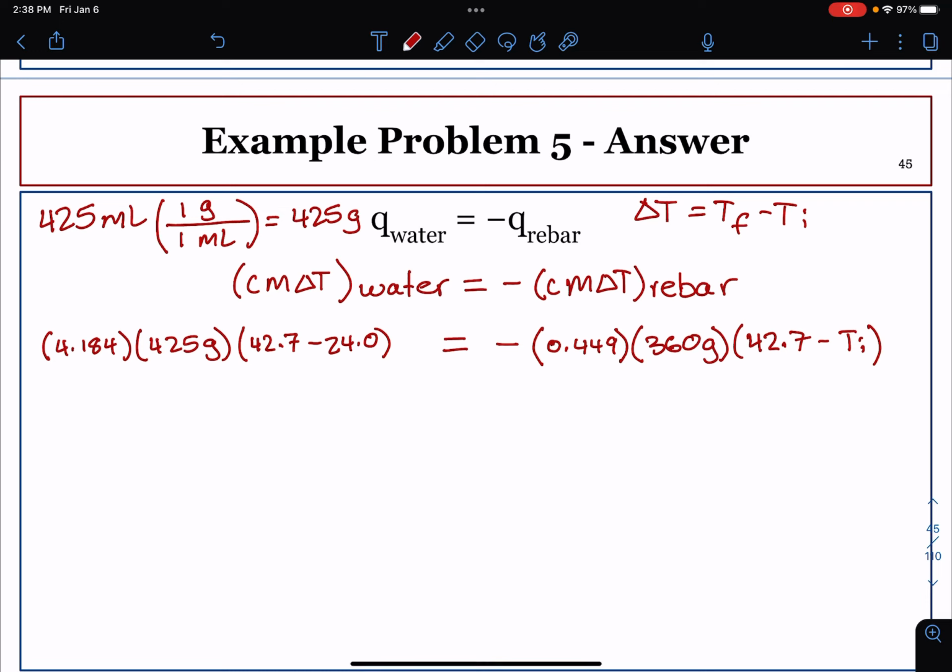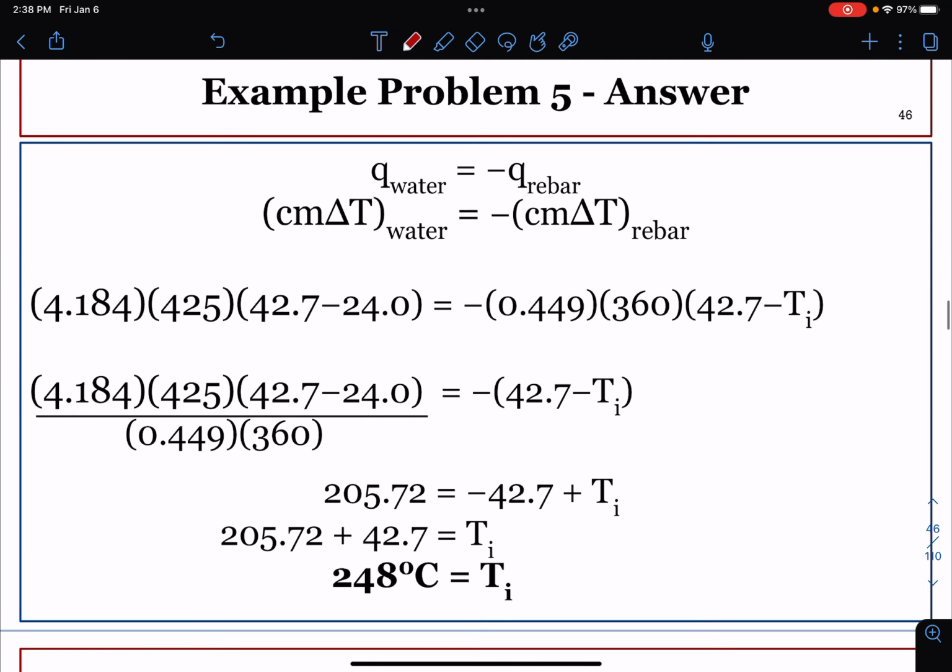Now you can see that this is just a math problem. Use your algebra skills to solve this. Pause and work out this problem. Here is the solution. There are a variety of ways you can use algebra to solve this, but you should come out to 248 degrees Celsius.